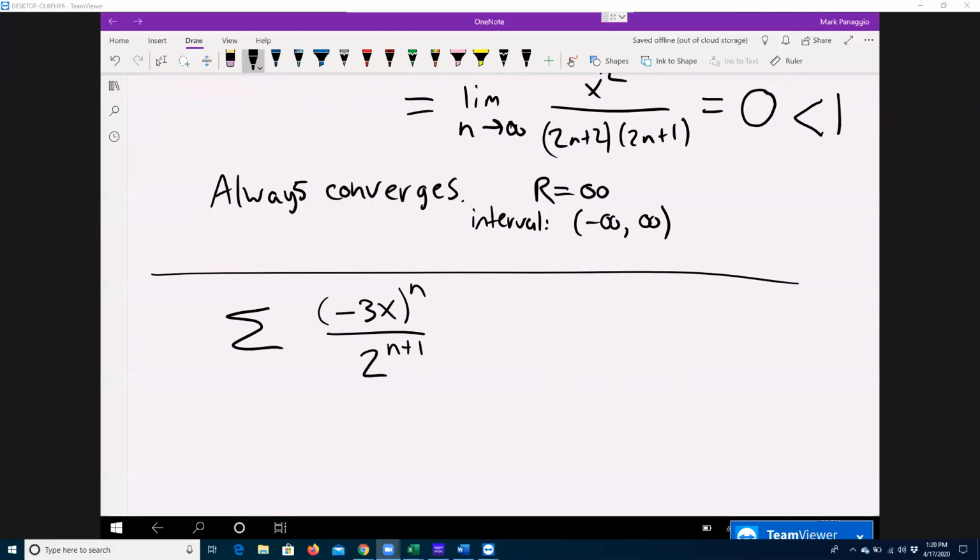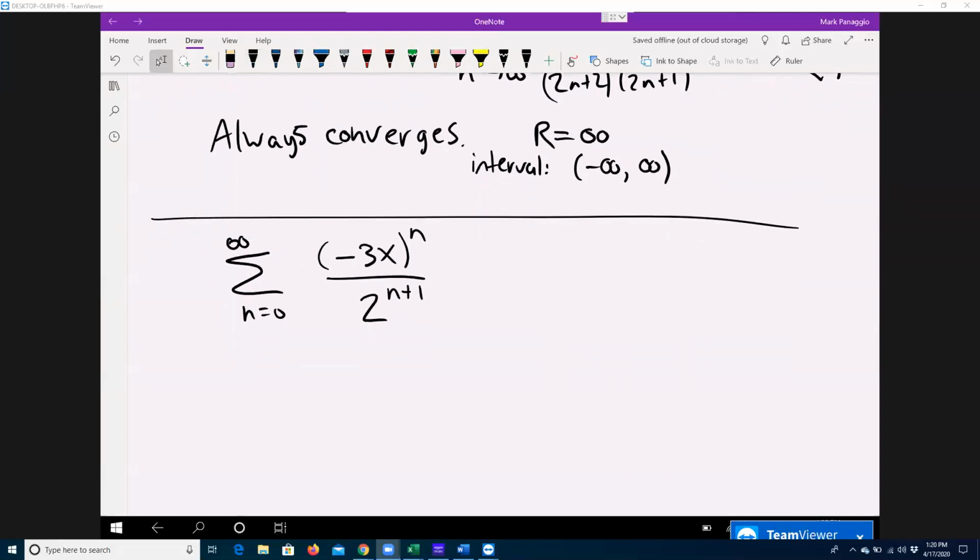Okay, so that's a power series. And we'll say we start at n equals 0 to infinity. And let's find the radius and interval of convergence and figure out what it converges to. So it's backwards from the previous one where I gave you the function and said find the power series. Here I've given you the power series and you find the function. All right, so in terms of radius and interval of convergence, we can again apply the ratio test.